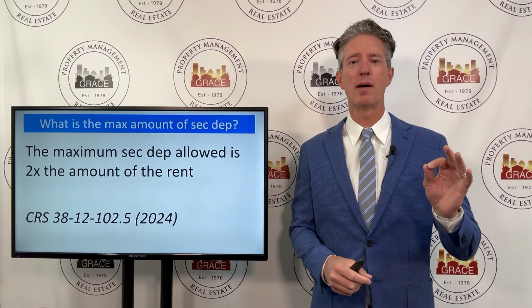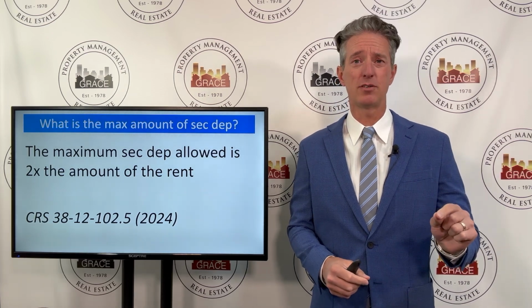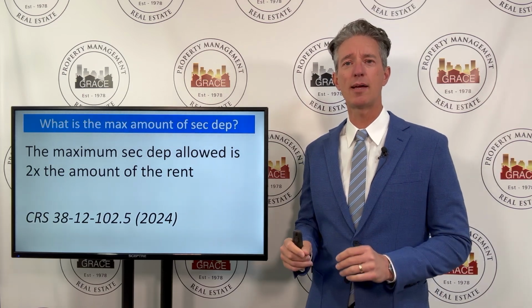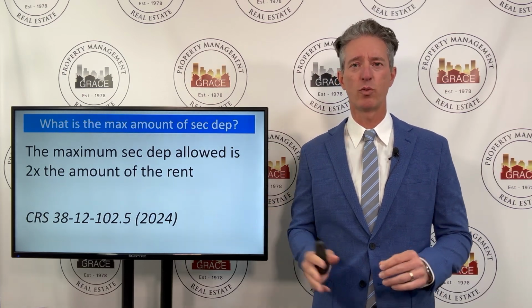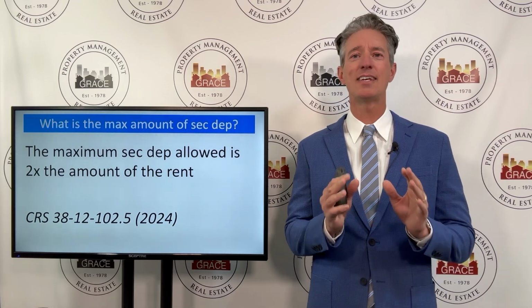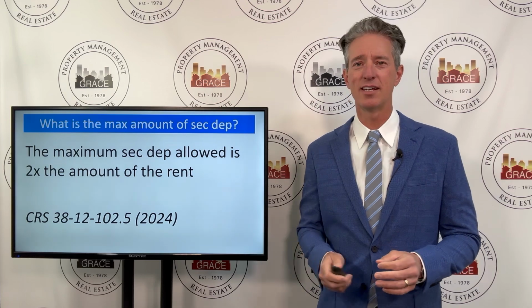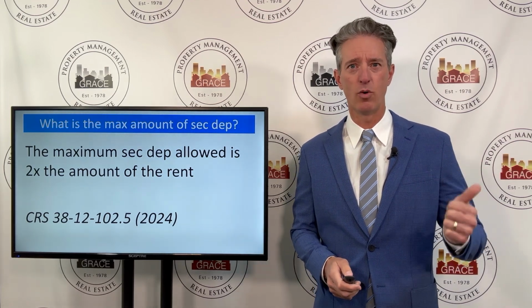A couple things to remember. Number one, the security deposit charged in Colorado may never exceed more than 2 times the amount of the rent. So if your rent's $1,000, the deposit cannot be more than $2,000. That has to be disclosed, obviously, in the lease. That's Colorado state law number one we need to be aware of.